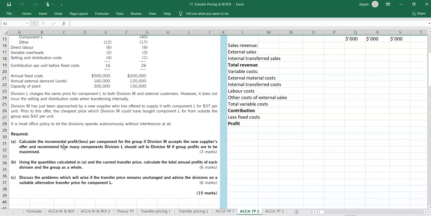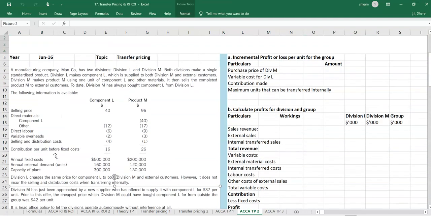Calculate the incremental profit or loss per component for the group if division M accepts the new supplier's offer. So if division M is going to accept the new supplier's offer, what would be the change in price? And recommend how many components division L should sell to division M if group's profits are to be maximized. Again, he asks how many units L should sell to division M, what is good for the company. So it's just a 3-mark question.